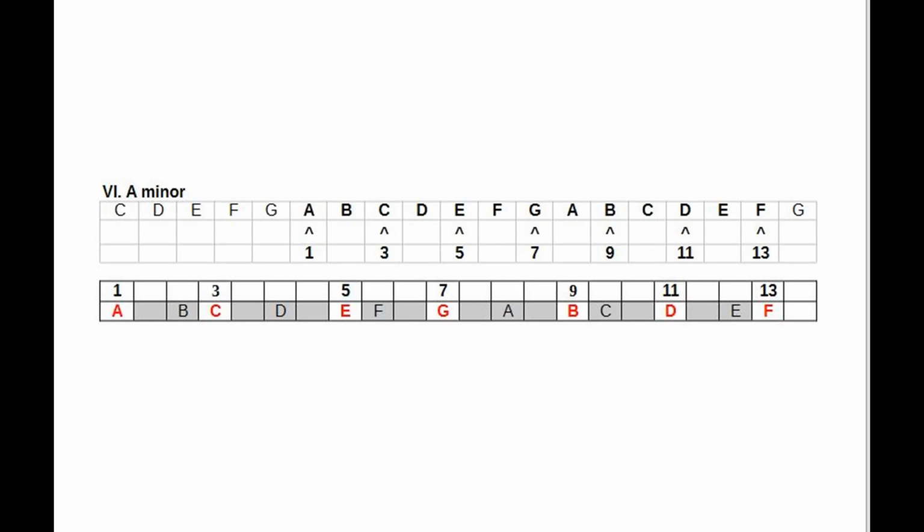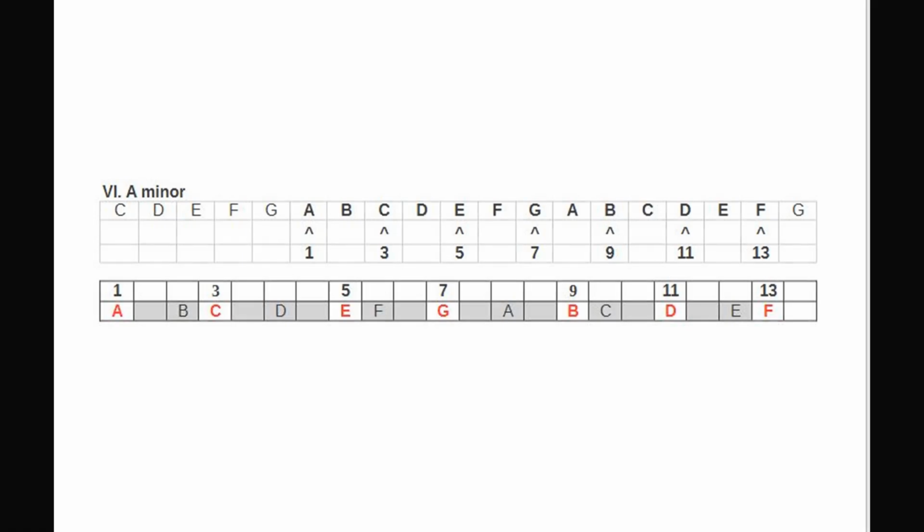6, we're back to the minors. 1 is A, the 3 is C, that's 3 frets, so we're back to a minor chord. The 5 is E, which is a natural 5. The G, as I said, every 7th in a minor is a flatted or minor 7th. So G is 2 frets below the A.